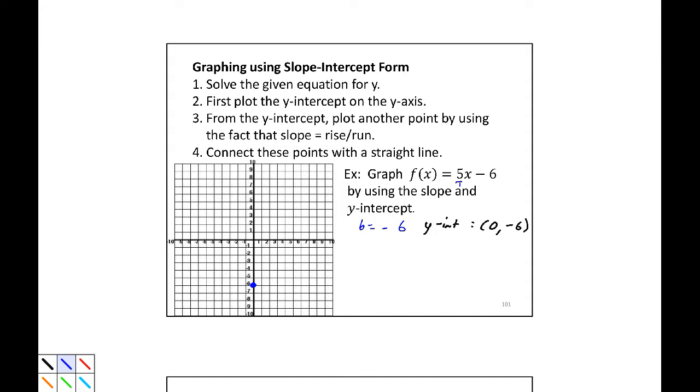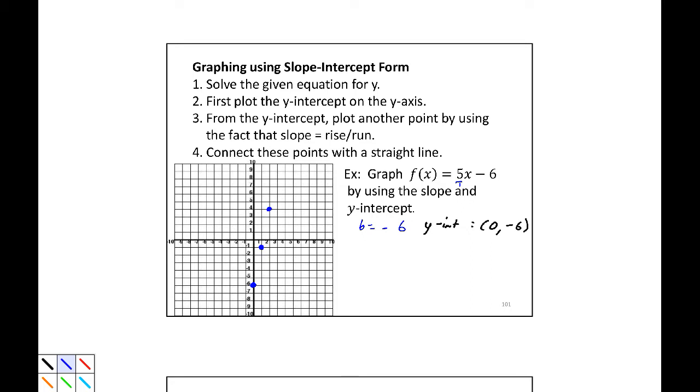So we are going to rise 5 and run 1. So we will rise 5, 1, 2, 3, 4, 5, and run 1, so we go to the right. So we have a point at (1, negative 1). And we could continue in that process and go 1, 2, 3, 4, 5 over 1. So at the point (2, 4).